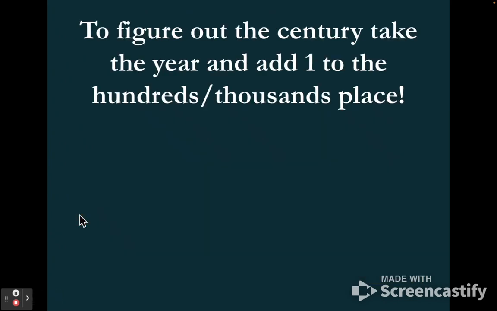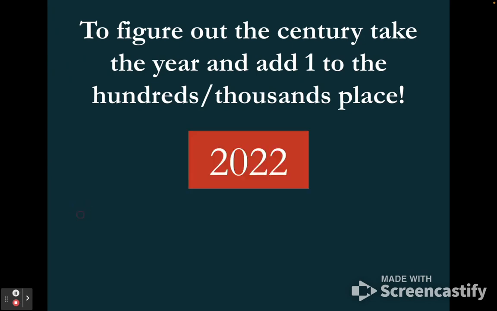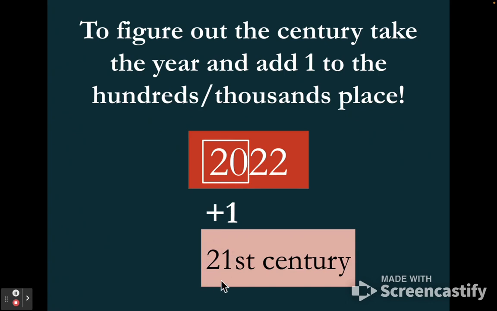To figure out how to name a century, take the year and add 1 to the hundreds/thousands place. So if we are in the year 2022, we are looking at the hundreds place and the thousands place and adding 1. So that means we are in the 21st century. That's how historians describe the centuries that they are studying.